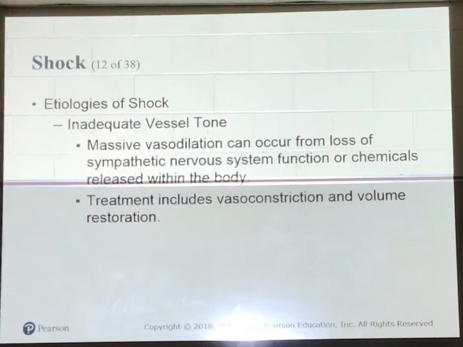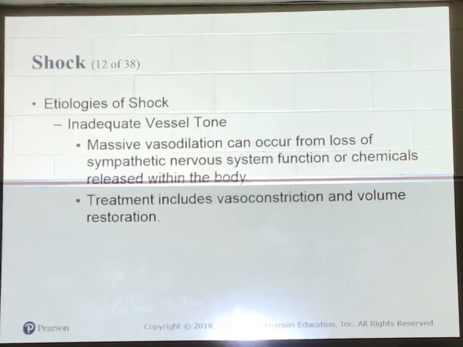All right. The sympathetic nervous system provides tone by keeping the vessel size regulated to a certain size to maintain resistance and pressure. Therefore, inadequate vessel tone may occur if the sympathetic nervous system stimulation of the vessel is lost because of an injury to the spinal cord. All right. Another cause of inadequate vessel tone may be chemical mediators released in the body that cause a systemic dilation of vessels. The only way to increase the blood pressure and perfusion is either to decrease the size of the vessel through vasoconstriction to restore resistance or to fill the vessel with more volume.